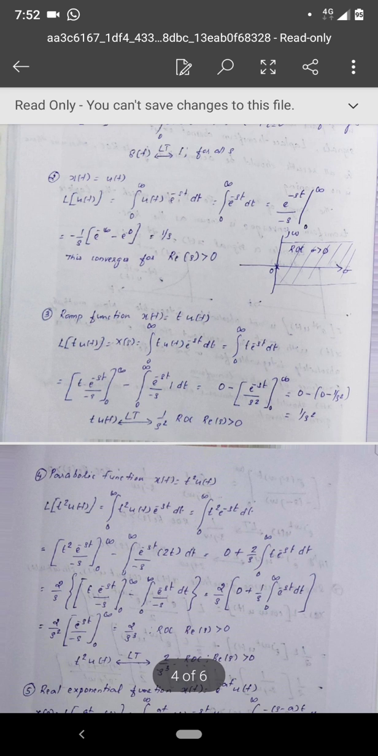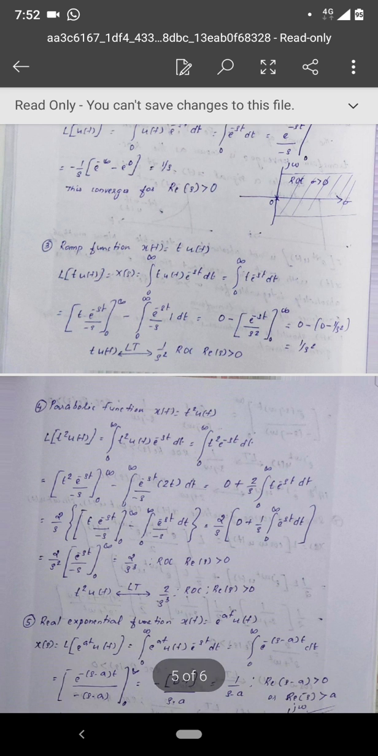Now in the same vein, if you consider the ramp function, which is t into u of t, if you apply everything, you will get it as 1 by s square. Again the same thing, that is real part of s greater than 0. And similarly, if you apply the parabolic function x of t is equal to t square u of t, here also for the third and fourth problems, you have to apply integration by parts. You have to go back and take the 11th standard math textbook, or you can browse and see what integration by parts is. This you have to learn. You have learned this in the plus 2 classes.